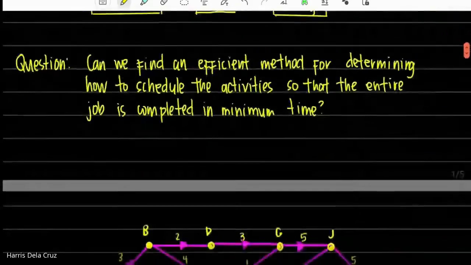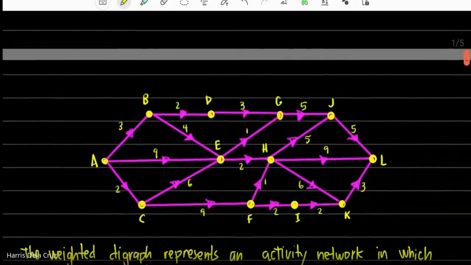So, pwede nating tingnan ito as a directed graph, a diagram, right? So, you can imagine na yung A is the starting point and yung L is the finish point. So, may mga activity that you can do simultaneously. So, if you imagine, parang yung A to E, that's building the foundations. Yung A to B, that's building the septic tank. Yung A to C, that's welding the roof frame, and so on. So, ganun din yung idea.